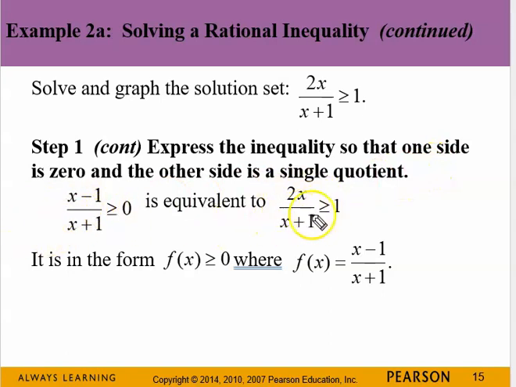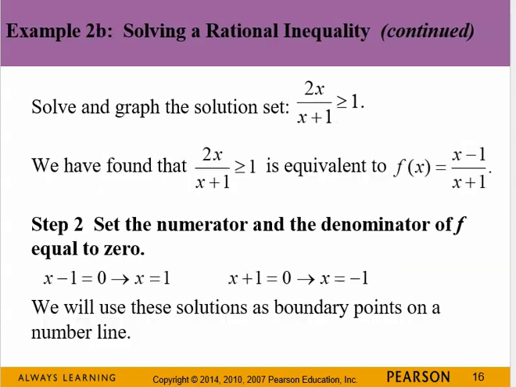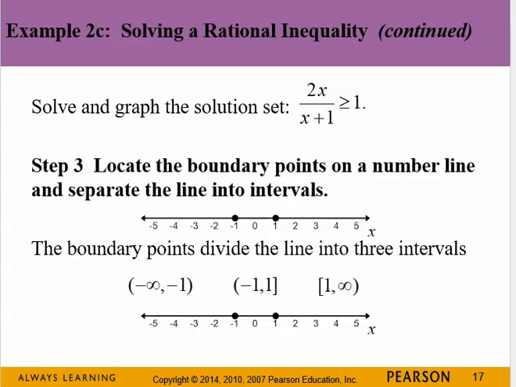This is equivalent to this, where in this form we know that if we set each of them equal to 0, we're going to get to our next step, which is: let the numerator x equal 1, and our denominator x equal -1. This sets up our boundary points on the number line, and we'll see that in the next slide.